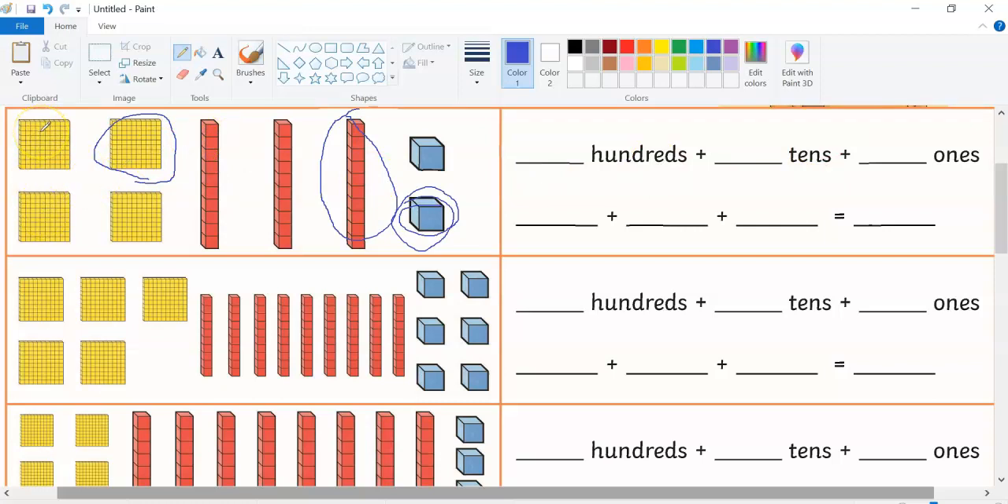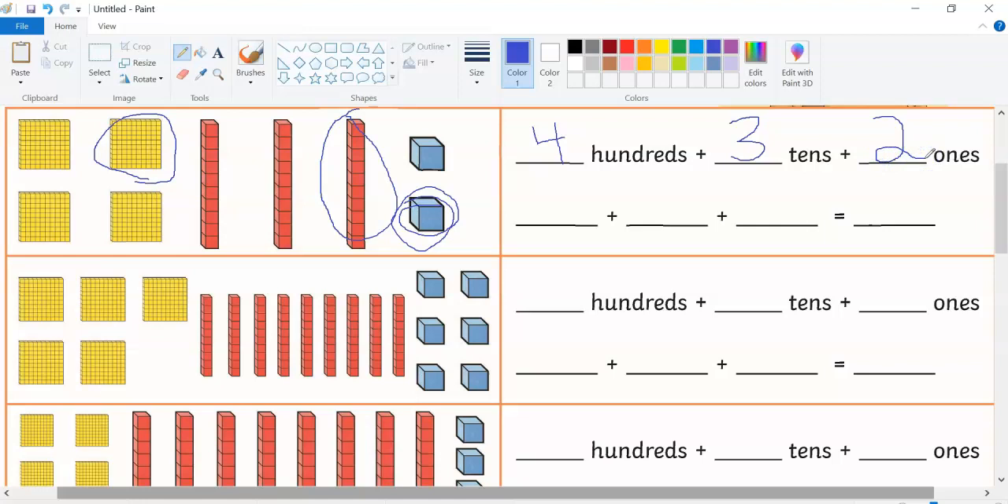We have 1, 2, 3, and 4. We have 4 hundreds blocks. So here we're going to put the number 4. We're also going to count the tens blocks: 1, 2, and 3. And we're going to put the number 3 here because we have 3 tens blocks. And then we have 2 ones blocks, so we're going to put the 2 for the ones.